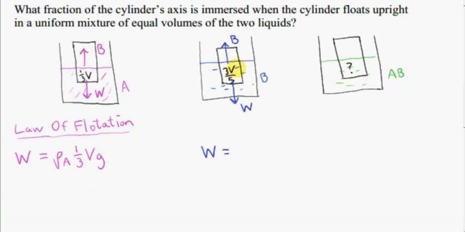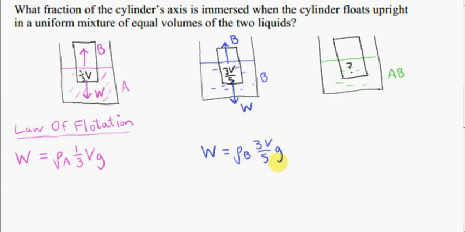The weight of the floating object is equal to the weight of the liquid displaced, which is the density of the liquid displaced, rho B, times the volume of the liquid displaced. That's equal to the volume of the immersed part of the cylinder. So 3/5 of the cylinder is immersed. Total volume is V, so the volume of the immersed part is 3/5 of V. Density times volume gives us the mass of liquid displaced, and we multiply that by g to get the weight of liquid displaced.